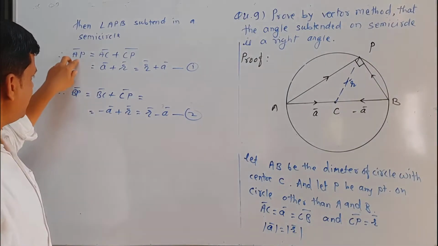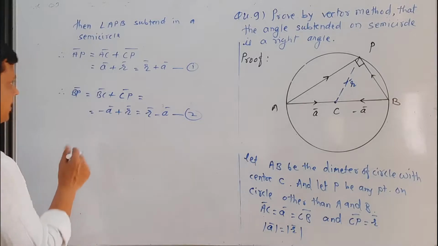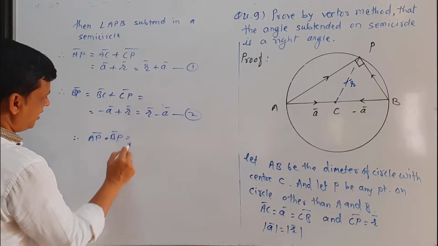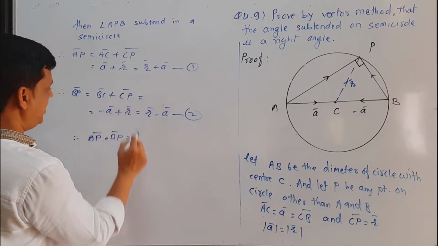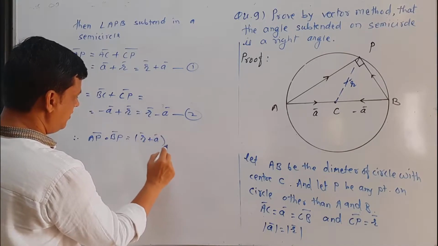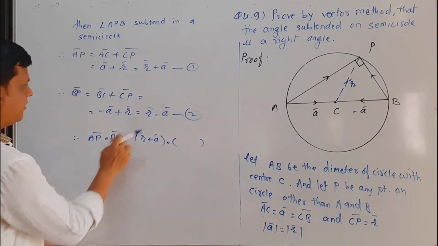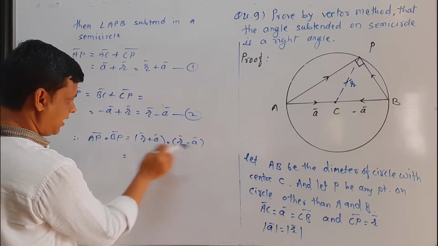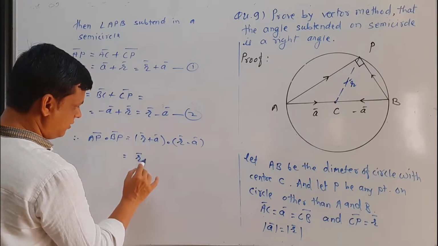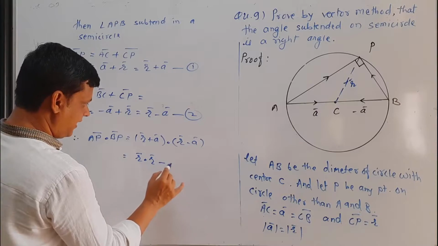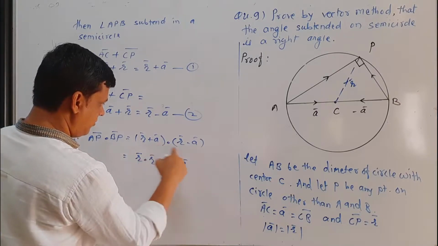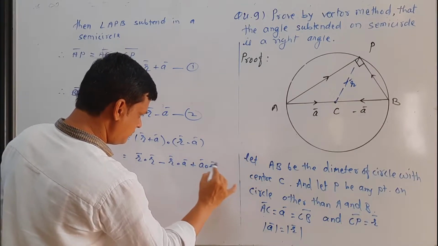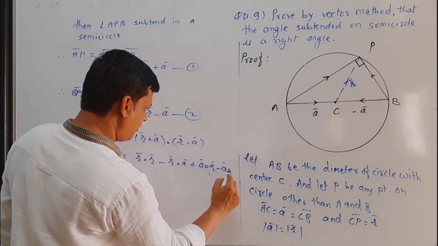Now we have to show this vector AP perpendicular to vector BP. Therefore vector AP dot vector BP is equal to, now substitute the value of vector AP as R bar plus A bar. Now substitute the value of vector BP as R bar minus A bar. So after multiplying it, we write R bar dot R bar minus R bar dot A bar plus A bar dot R bar minus A bar dot A bar.